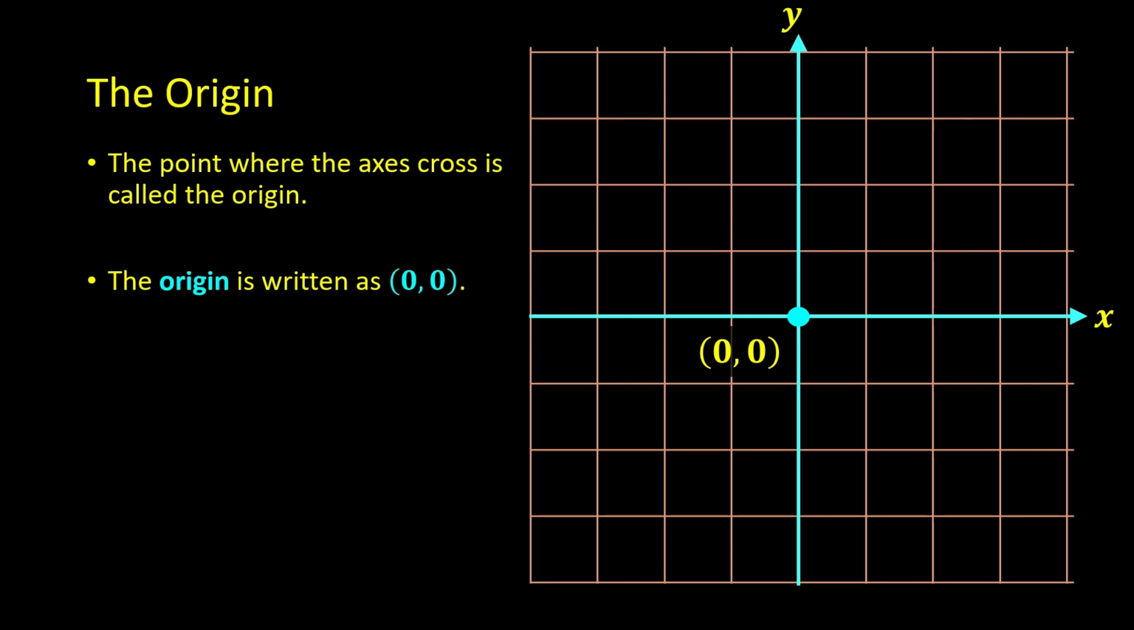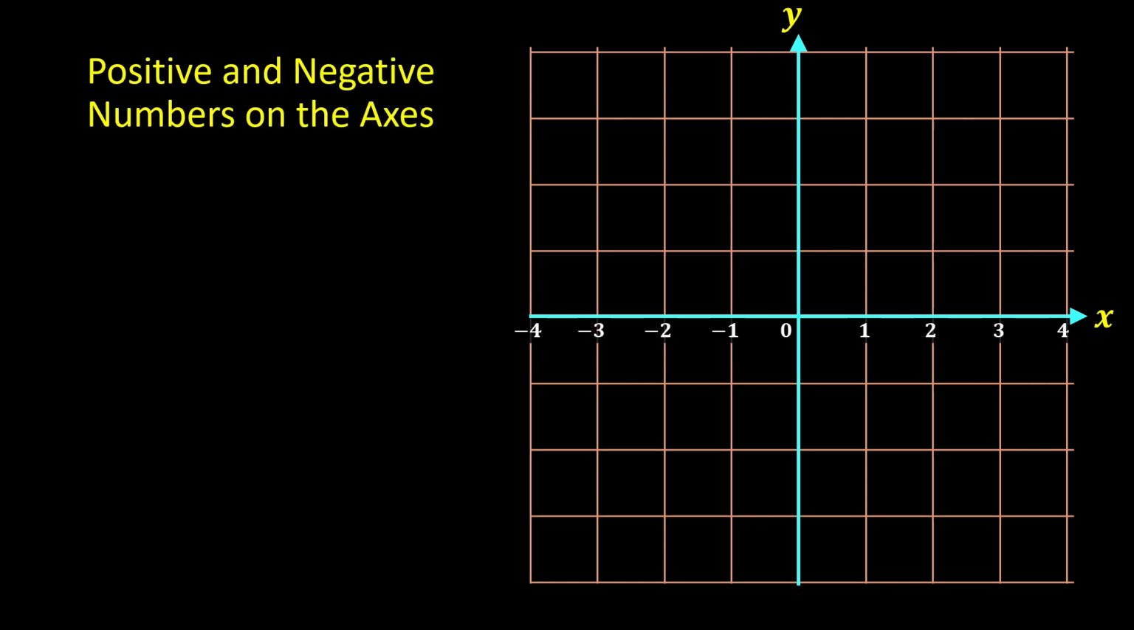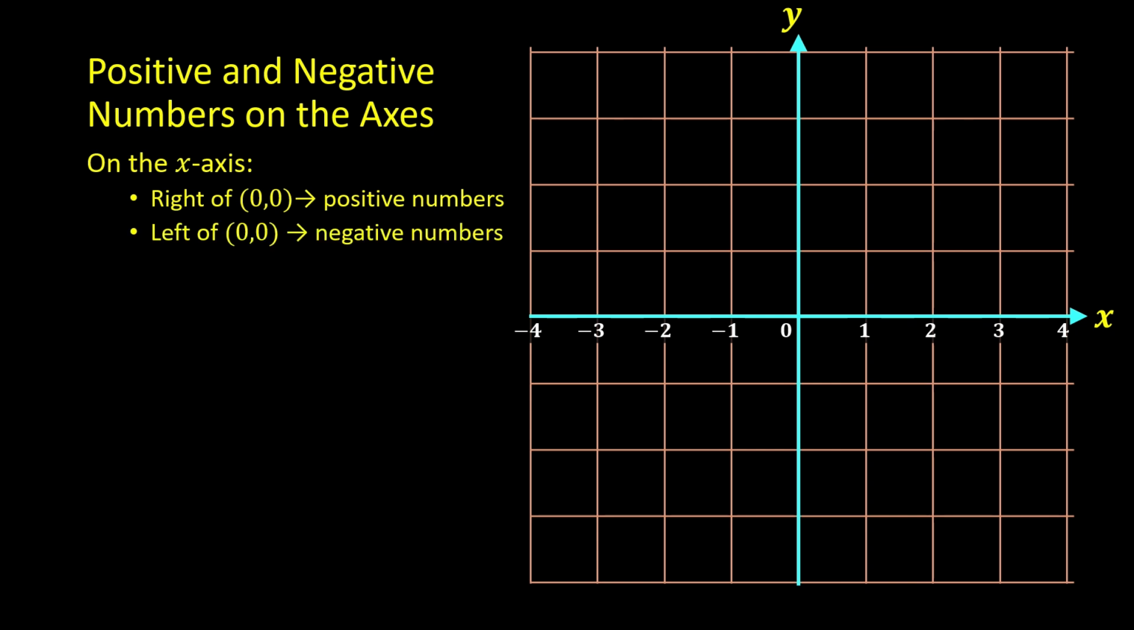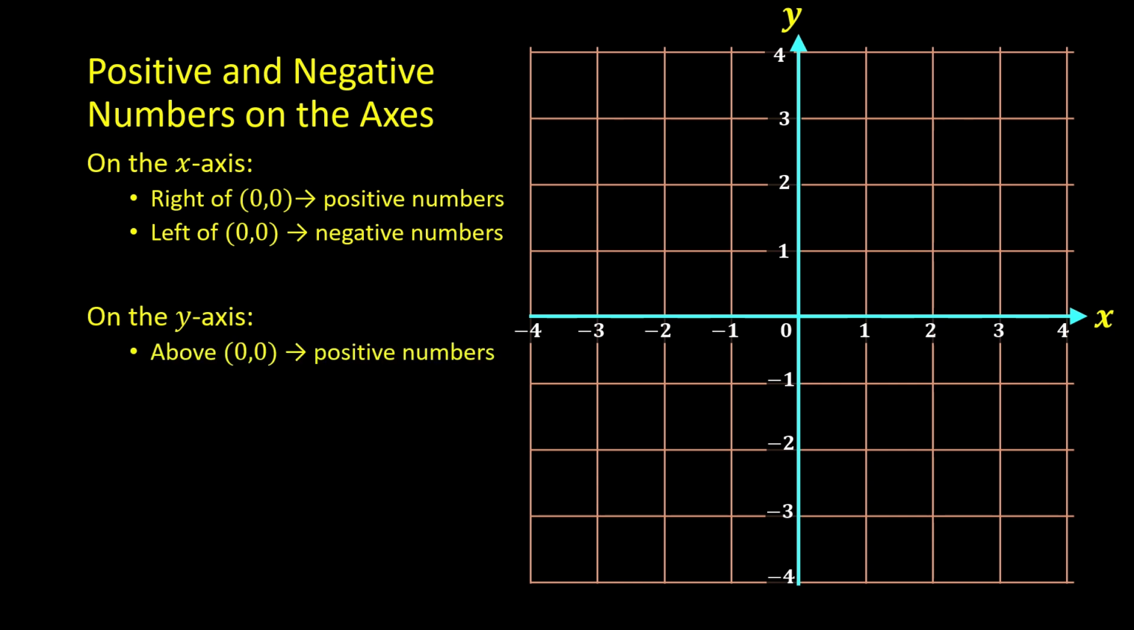Each axis is a number line. On the x-axis, numbers are positive to the right of (0, 0) and negative to the left of (0, 0). On the y-axis, numbers are positive above (0, 0) and negative below (0, 0). This allows us to plot points in all directions on the grid.